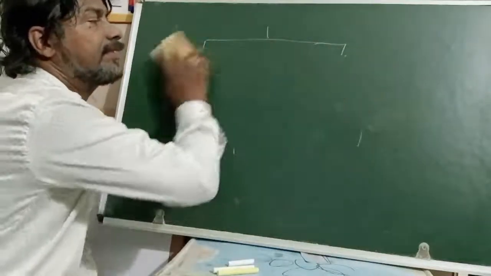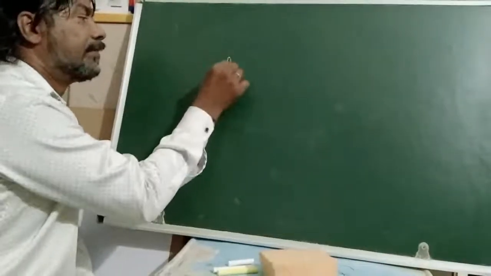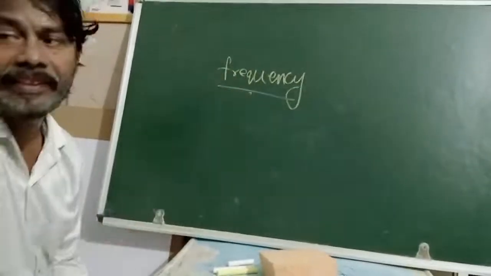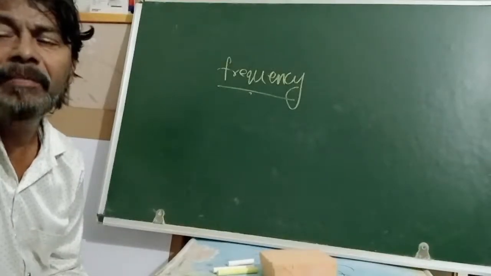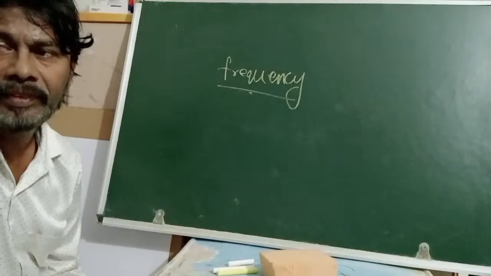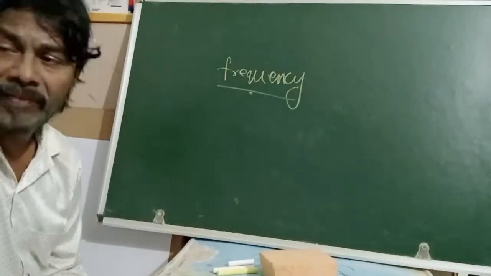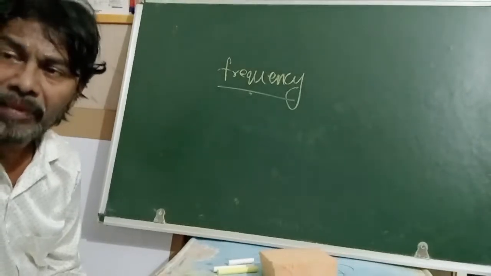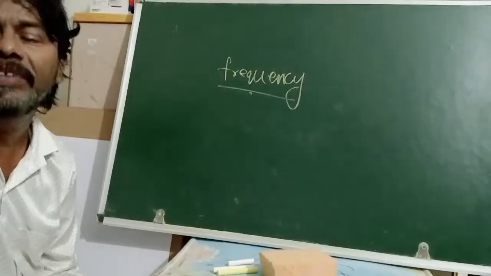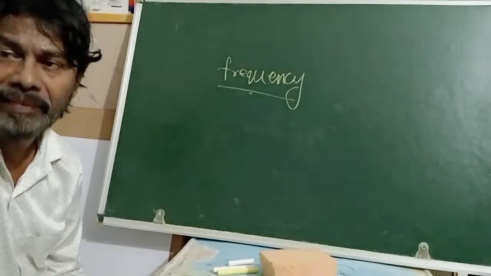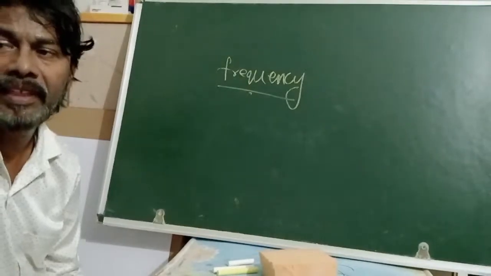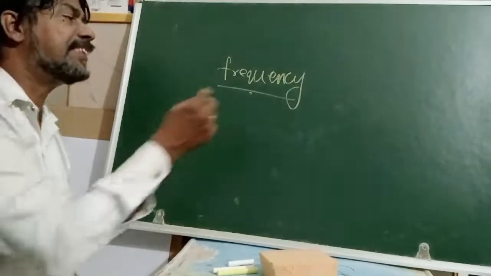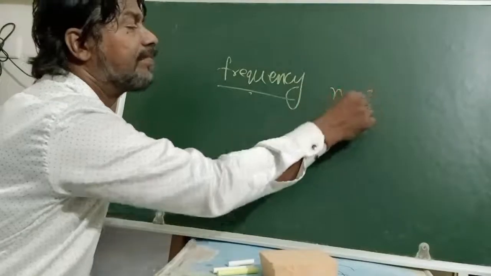Now, frequency. What is the frequency? In Telugu it is called pounahpunyam. How many number of times it vibrates in a second is called its frequency. The number of vibrations per second is called frequency. So frequency is generally denoted by letter N or F.